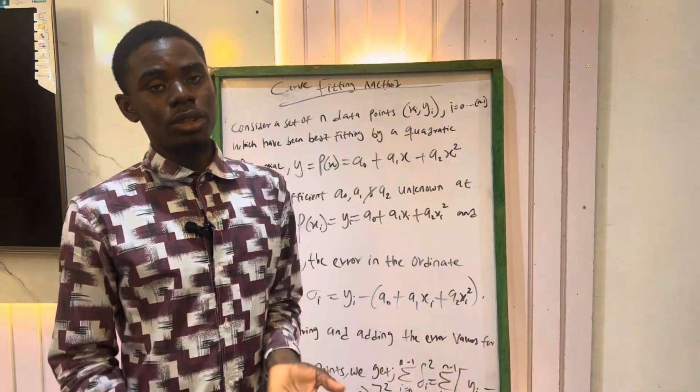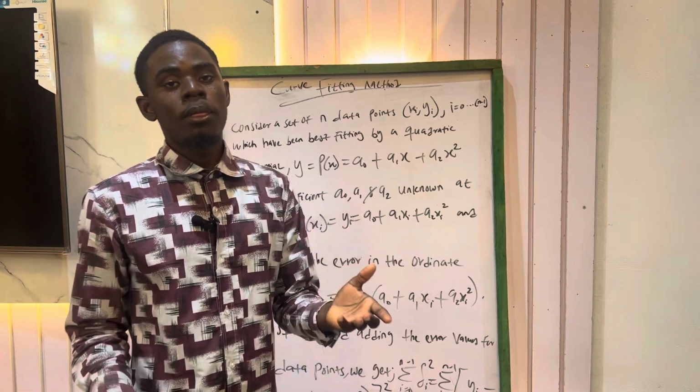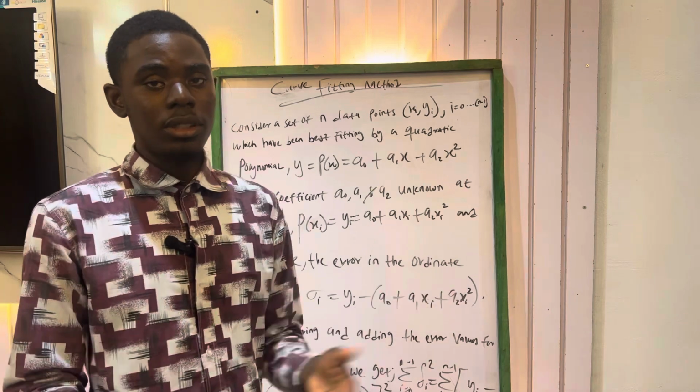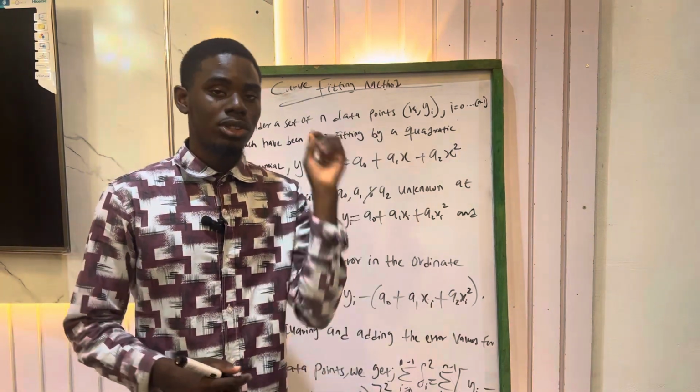So if you are given 5 points, you're going to stop where i is equal to 4. If you are given 3 points, you're going to stop where i is equal to 2. If you are given 4 points, you're going to stop when i is equal to 3. Remember that you're starting from when i is equal to 0, right?